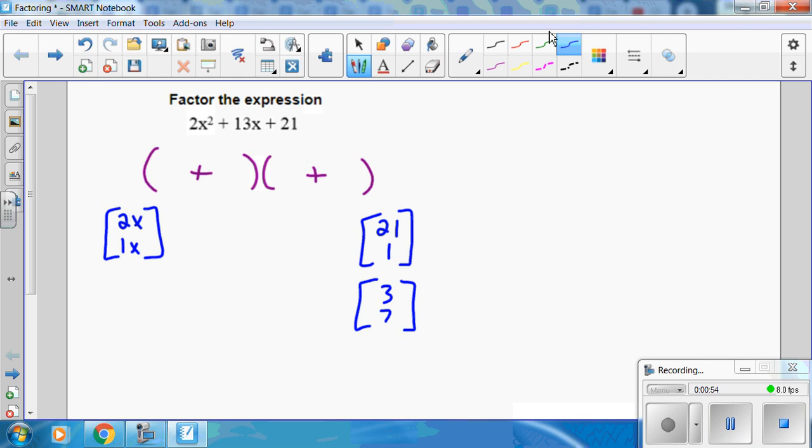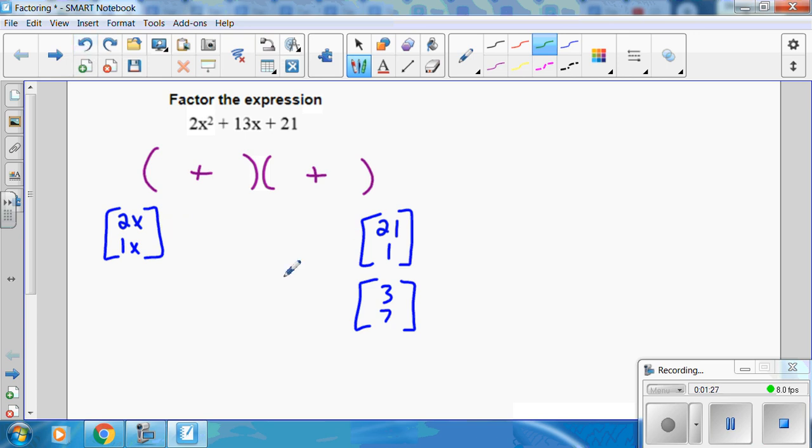Okay, so now what we're going to do is take each one of these terms here and multiply it with two terms in one of these two boxes. And whenever we get our two products, they need to have a sum of 13, because with the signs being the same, it will be a sum, and then it's the middle number 13. All right, so 2 times 21, that's 42. And then 1 times 1 is 1. That does not add up to 13, so we know it's not that.